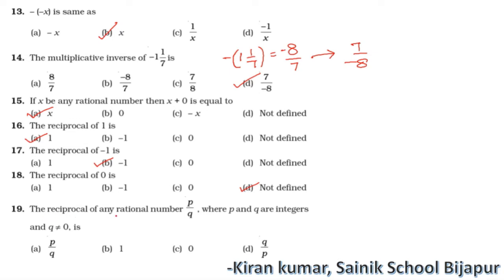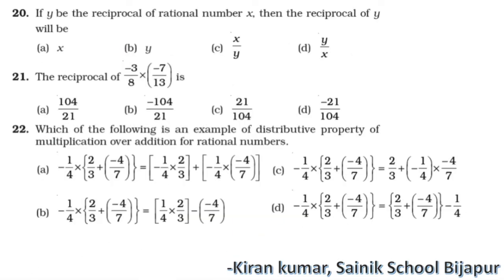19th, the reciprocal of any rational number p by q, where p and q are integers and q not equal to 0, is q by p. 20th, if y be the reciprocal of a rational number x, then the reciprocal of y will be x. The reason is, if y is written as 1 by x, then 1 by y will be same as x.